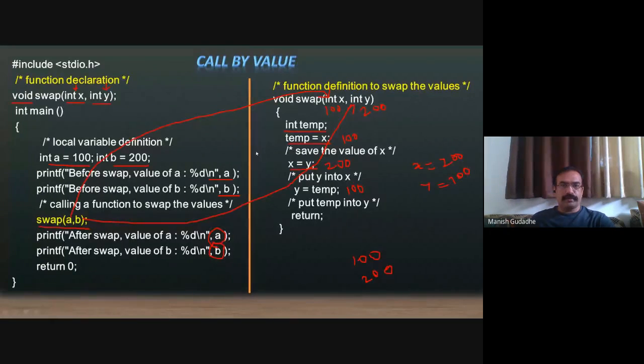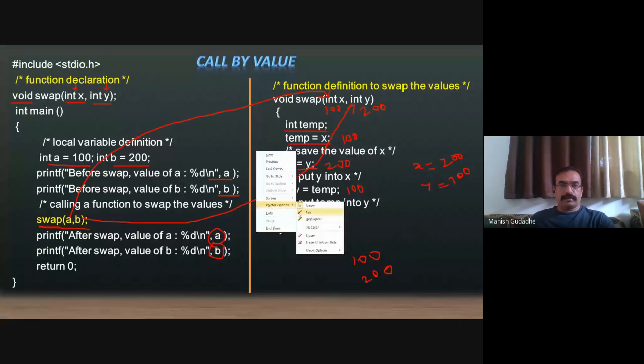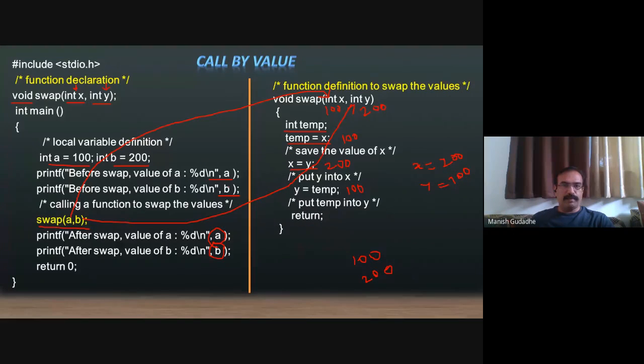In this case, what's the argument? The arguments are a and b, and the formal parameters are x and y. So whatever changes we are making, we are making in x and y, which are within the function. So the output will be 100 and 200. There will be no swap. The a and b values will remain the same. It will not be changed.